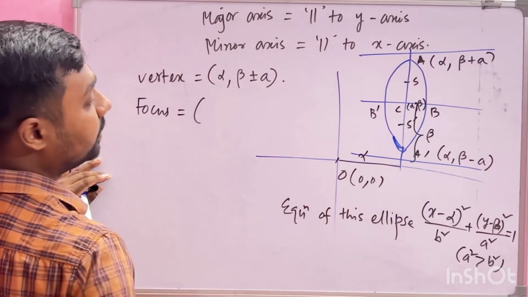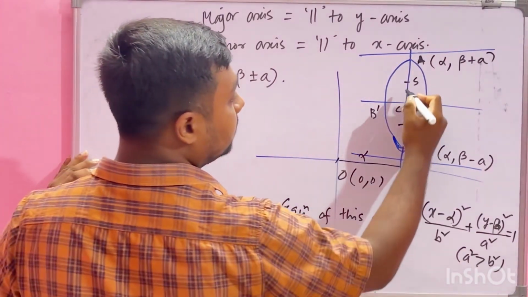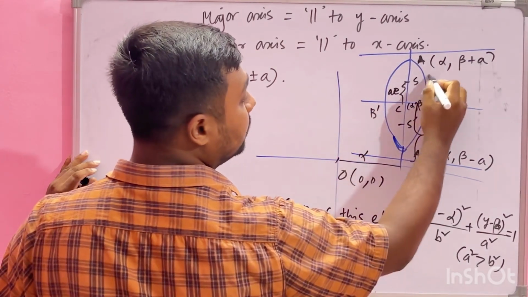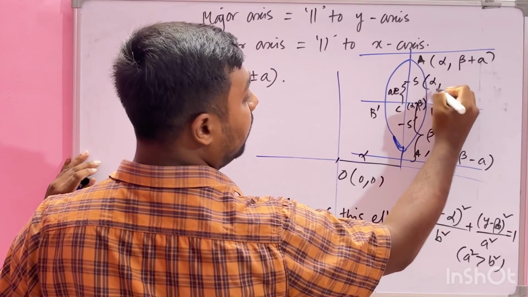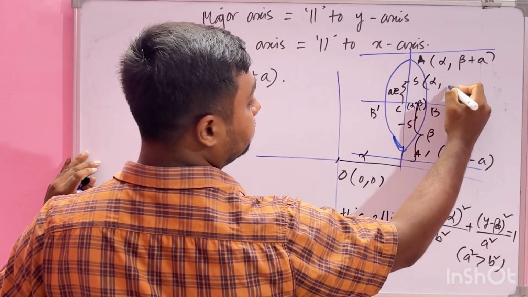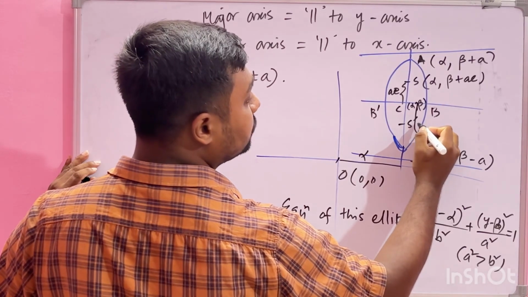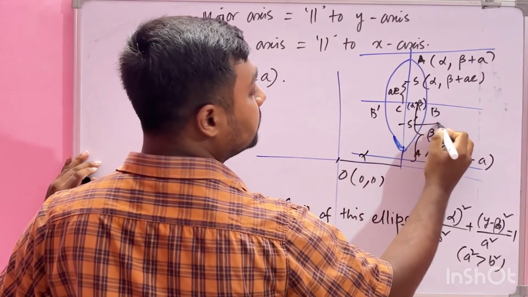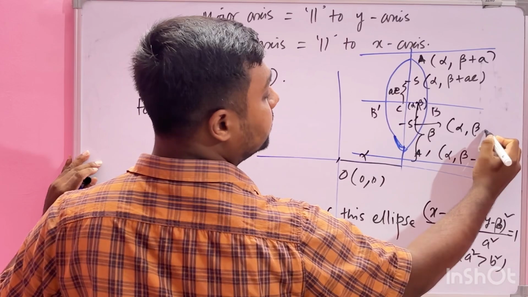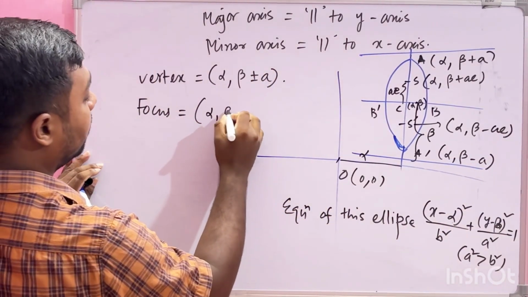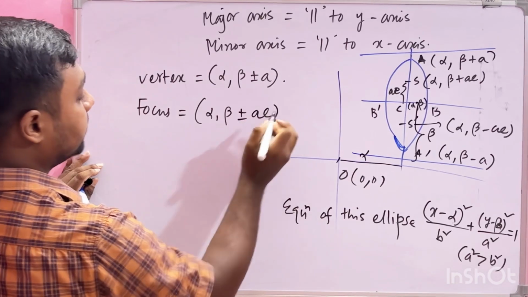And what will be the focus here? So focus will be like same. See, this length is ae. So the focus will be alpha comma beta plus ae, and this focus will be alpha comma beta minus ae. So focus will be alpha comma beta plus minus ae.